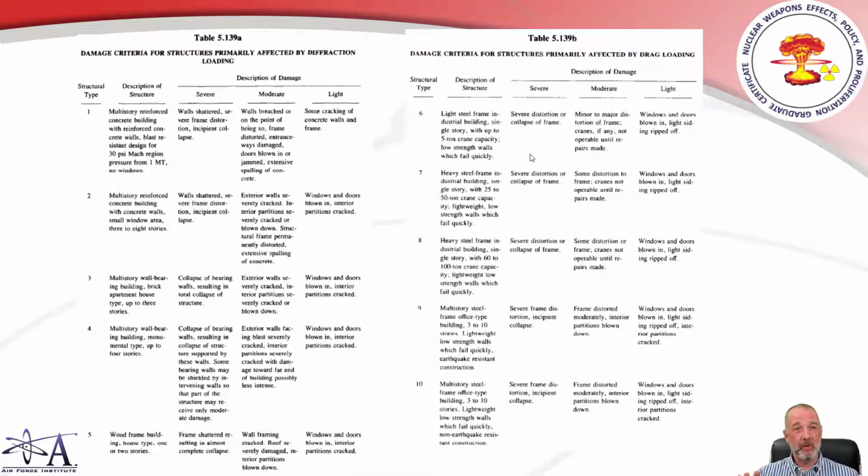Now, that was for diffraction loading. If we look at the next structural types, they are primarily affected by drag loading. So this is being pushed on by the wind. So we have light steel frame building, number 6. Think of something like a pole barn, if you're familiar with what that is. It's basically just a frame with some metal sheet work attached to it. Single story with up to a 5-ton crane capacity, low strength walls which fail quickly.